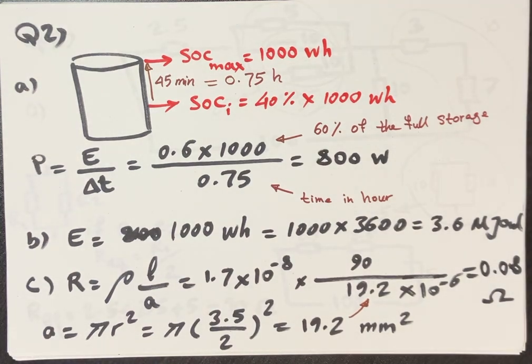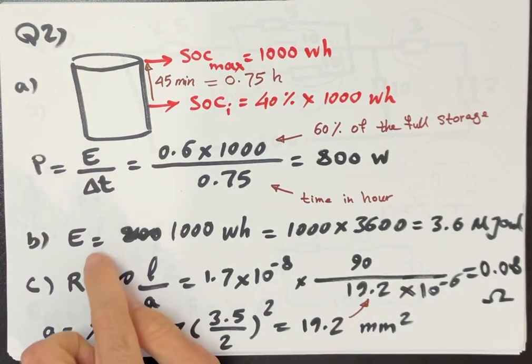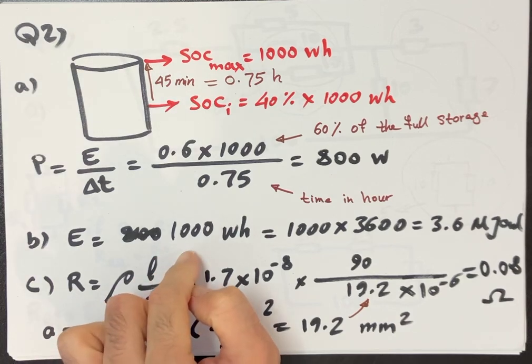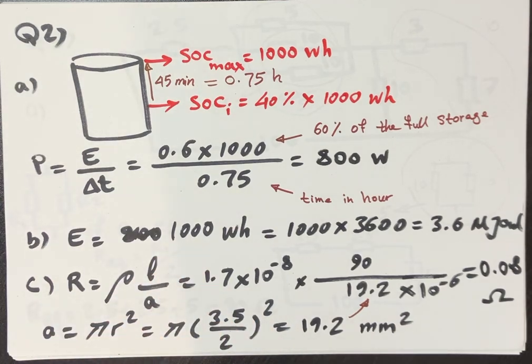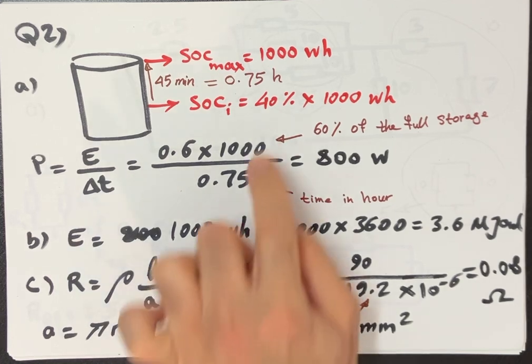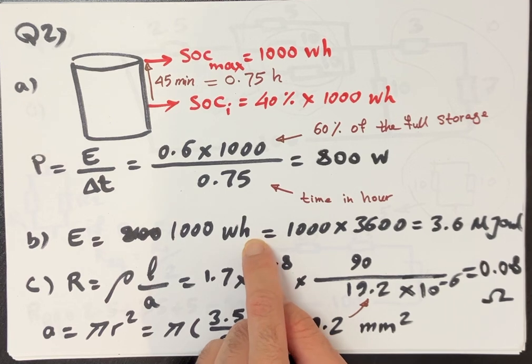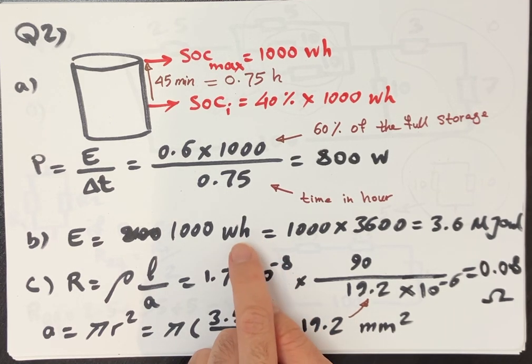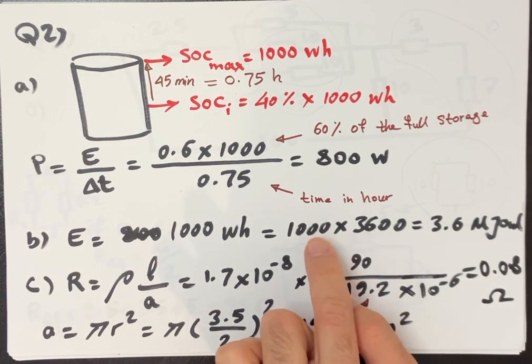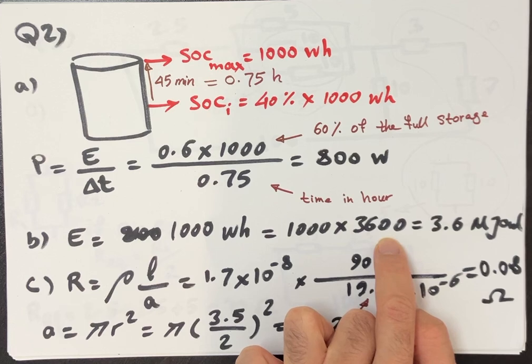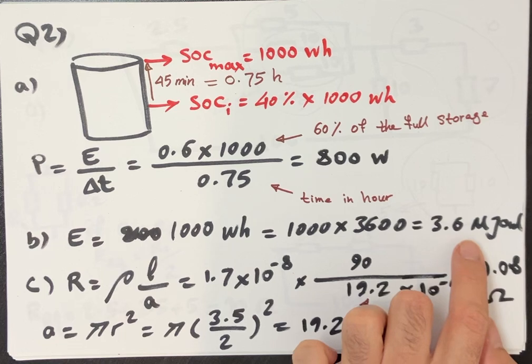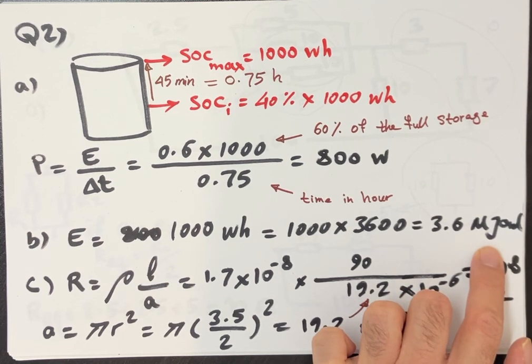Section B is about energy, but in joule. Energy is power multiplied by time. Power is 1,000 watt hour. If you replace hour by seconds, we will actually convert this unit of measurement of energy to joule. So 1,000 multiplied by 3,600 seconds, which is the total number of seconds in an hour. That's going to be 3.6 million joule, or megajoule.